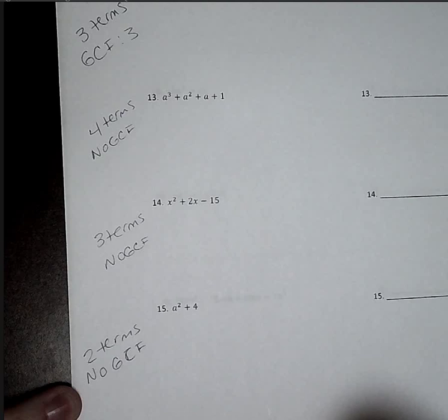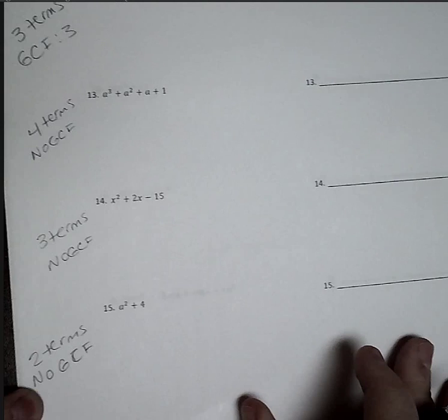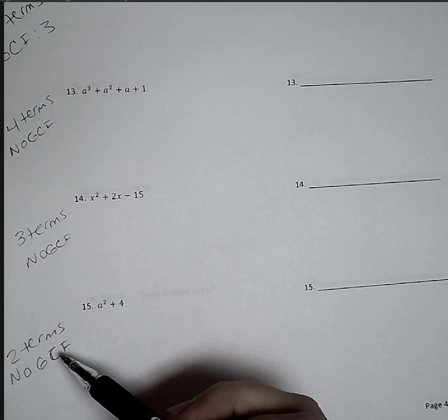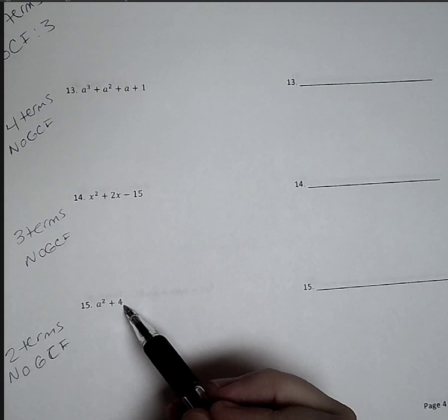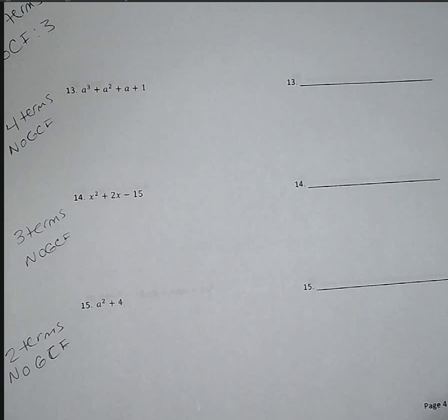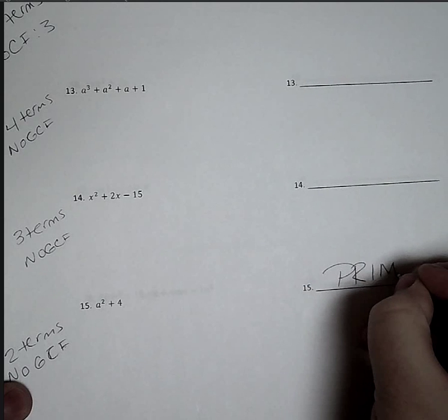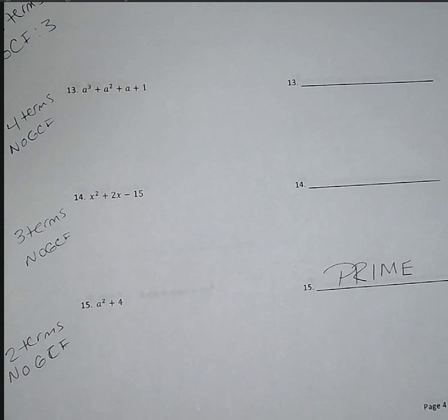I'm going to go ahead and address number 15. A squared plus 4. No greatest common factor. It's 2 terms and it's the addition of squares, so the sum of squares. We know that answer is always prime. Guys, I'm going to give you at least one of these on the test. So if you want to go ahead and find that problem right off the bat, find one where it's addition with 2 perfect squares. That way it's out of the way and you know it's done.